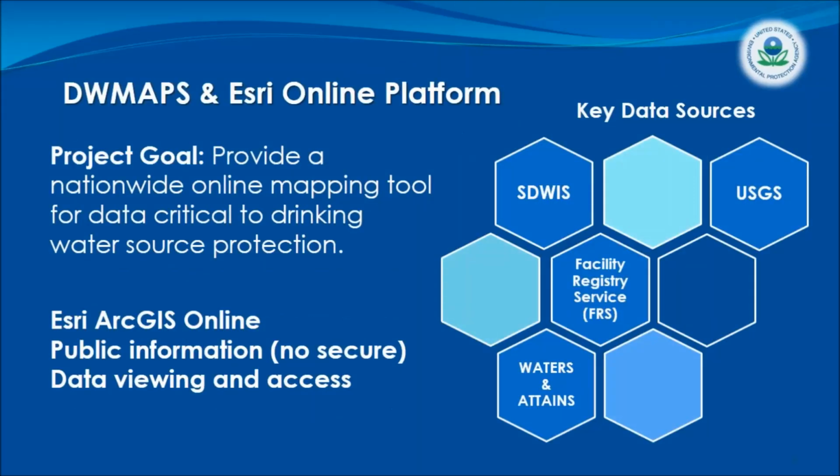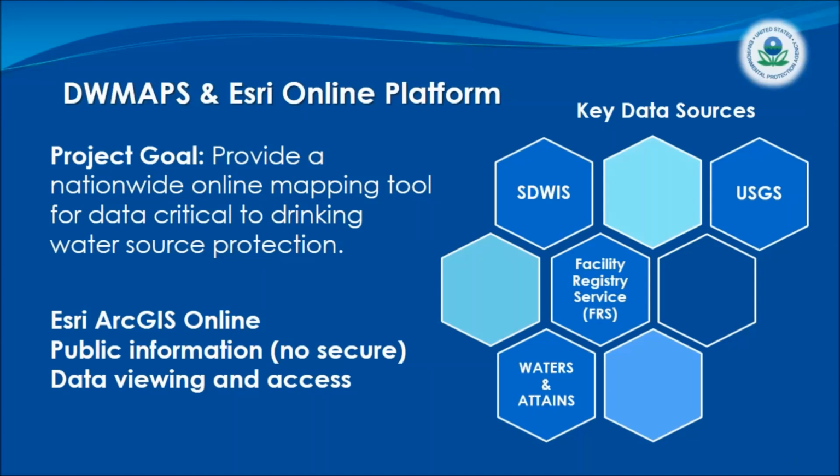So before jumping into the Mount Vernon example, let me first tell you a little bit about DWMAPS and Esri's online GIS platform, at the risk of sounding like an Esri sales pitch, upon which DWMAPS is based. So what is DWMAPS? DWMAPS is nominally an online mapping program for viewing and accessing data critical to drinking water source protection. Similar to other online mapping tools, such as EnviroAtlas, that's an EPA tool, and a number of state-level tools, such as Ohio's, which I'll show you later.